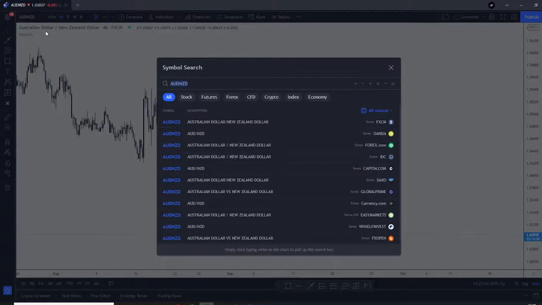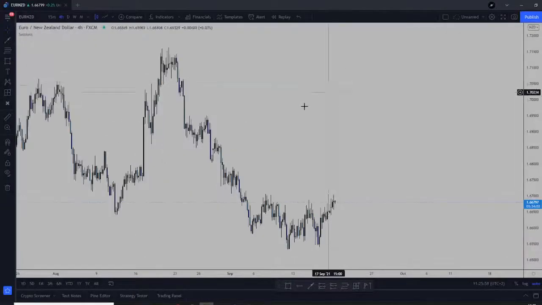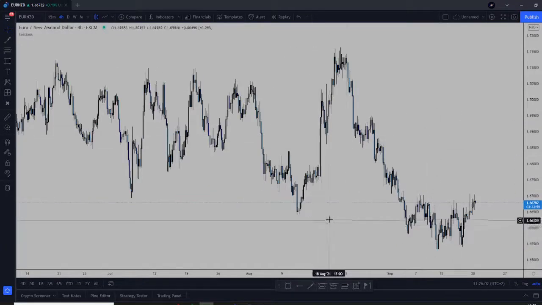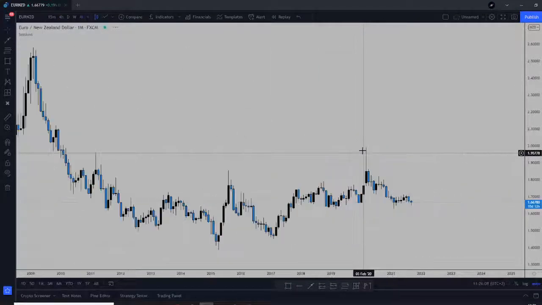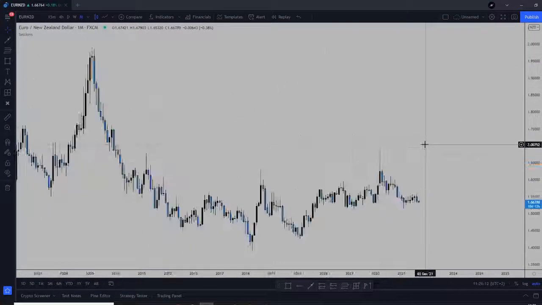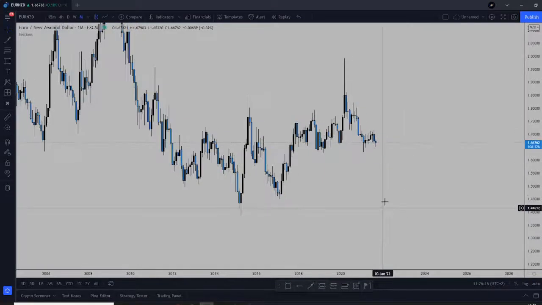Let's look at EURNZD, for example. The euro is a nice currency, obviously one of the major currencies in the world. So let's take the monthly. The monthly has had some movements. It's not ranging as much as AUDNZD. It is ranging a bit, though, but not that much. As we can see, in 2017 we had some nice aggressive pushes.